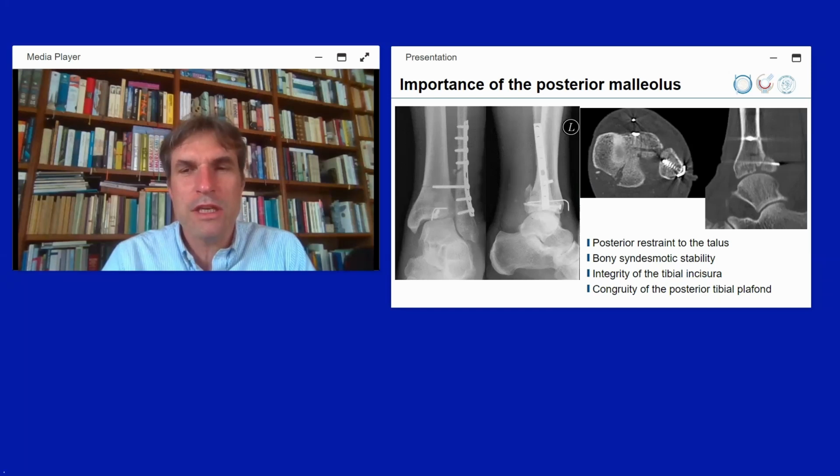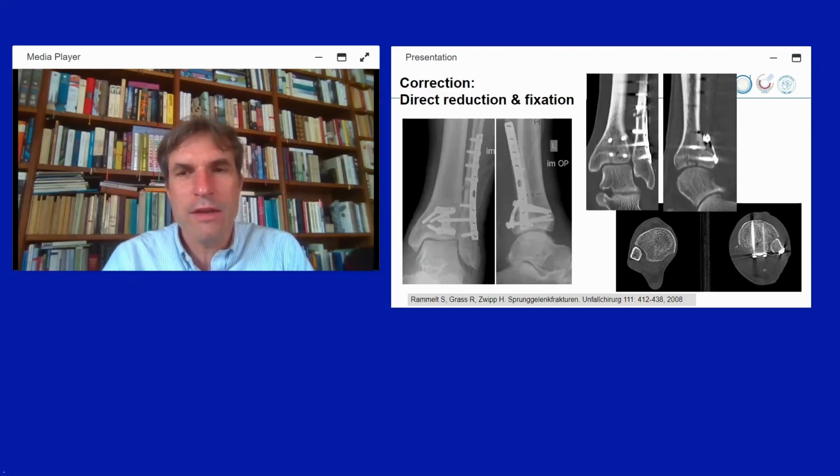And this is what happens if they are treated in a rather, I would say, old-fashioned way, with indirect reduction, more or less a reduction, and not very stable fixation. If the posterior malleolus is not in place, then the fibula doesn't know where to go. If the fragment goes up, the talus is shifting out of the way, and so the whole ankle mortise is incongruent and has to be corrected directly from the back.